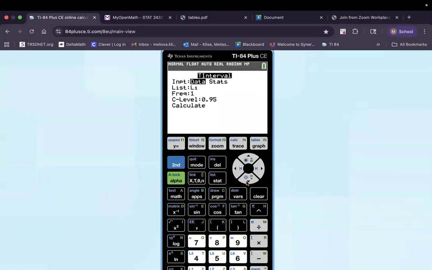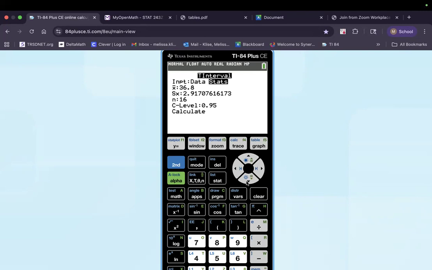Okay. Now, we use data if we put a list in our L1. If you're given a list of data values, we use data. If they give you a mean and a standard deviation, you'll use stats. So, I'm going to use stats first.